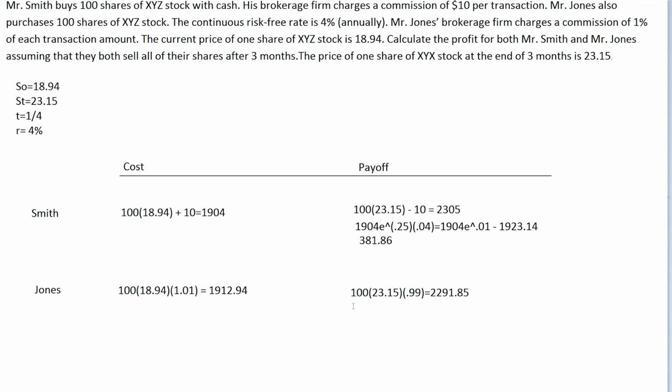Now, we're just going to take the cost to its future value here, which is 1912.94. Remember our e to the rt, which as we figured out before is e to the 0.01. Putting this into a calculator, we get 1932.17. So we just subtract this out to get our profit, which is 349.78. So pretty easy to solve.